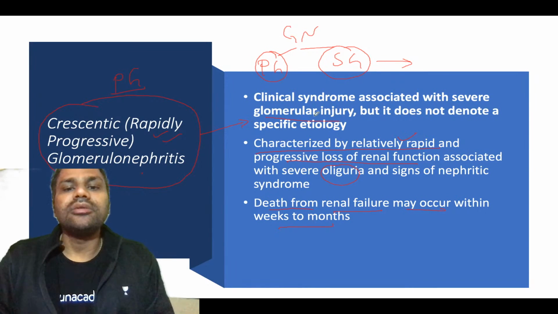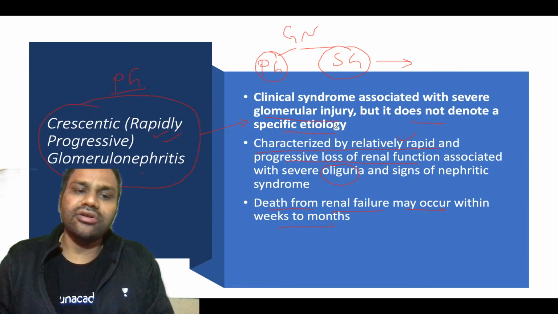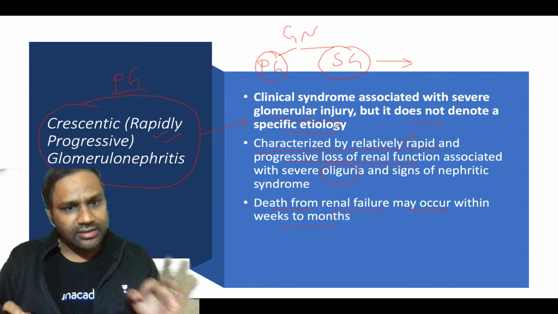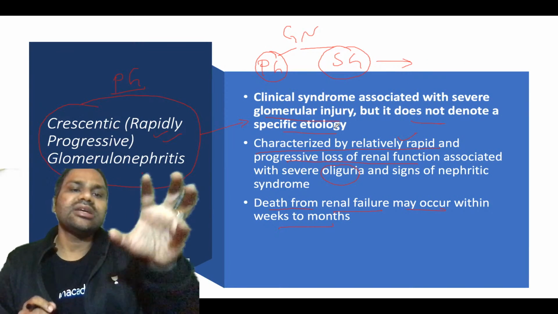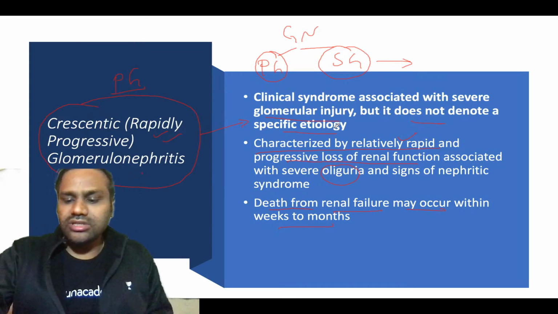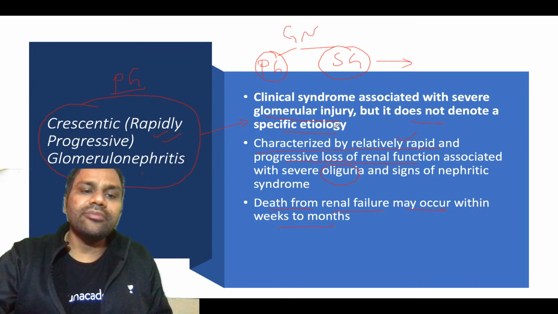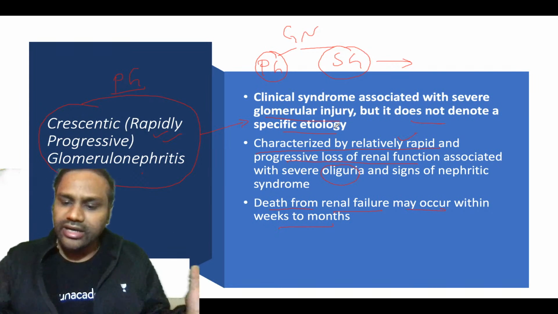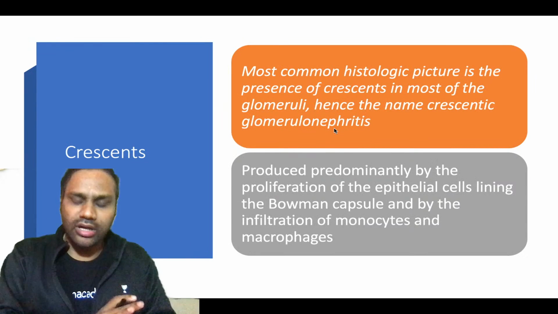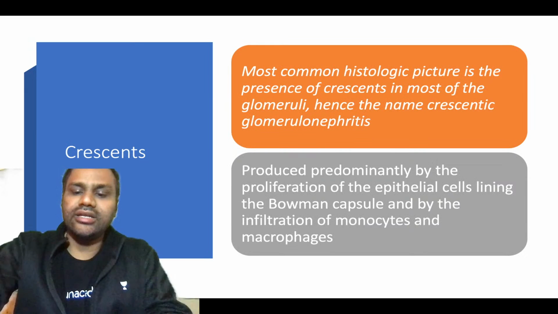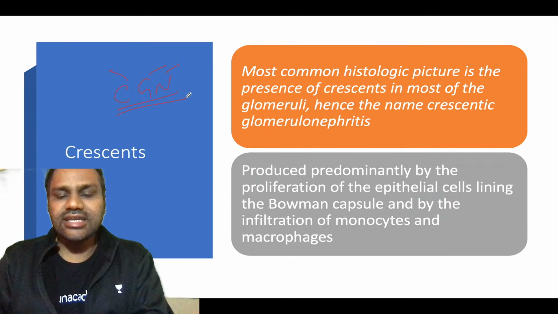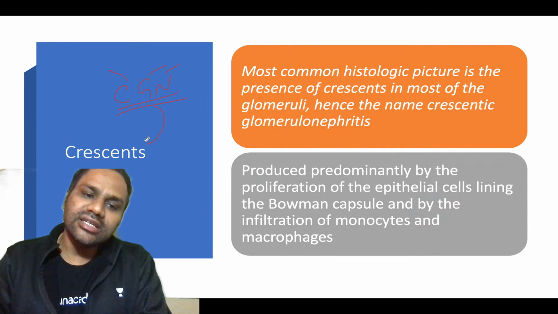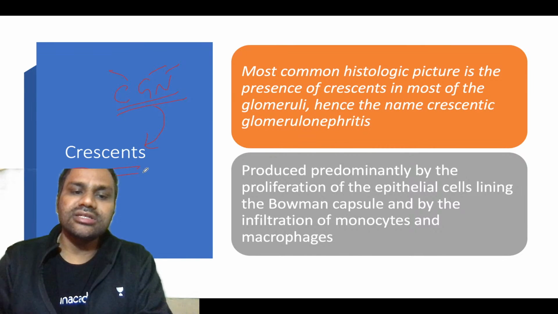This is associated with glomerular injury, but it doesn't denote a specific etiology. There is no specific etiology, but the major concern in crescentic glomerulonephritis is the glomeruli. This is important regarding crescentic rapidly progressive glomerulonephritis. People write it CGN also, and in CGN the main thing is crescents. The ultimate feature is the crescent formation.